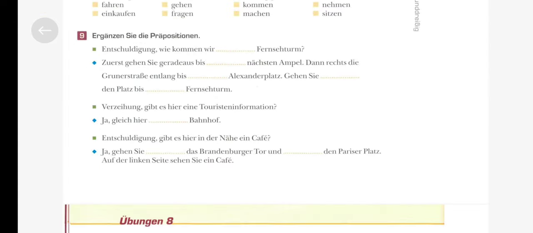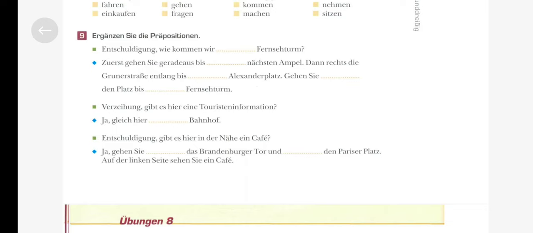Next is ergänzen Sie die Präpositionen. Here we have to fill in the prepositions, you can write them. Entschuldigung, wie kommen wir zum Fernsehturm? Zuerst gehen Sie geradeaus bis zur nächsten Ampel, dann rechts die Grüne Straße entlang bis zum Alexanderplatz. Gehen Sie über den Platz bis zum Fernsehturm.